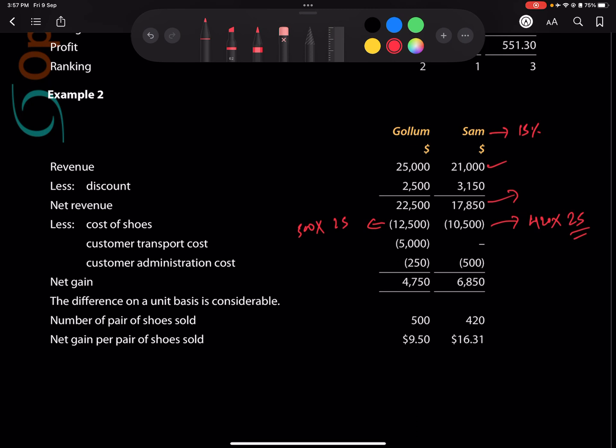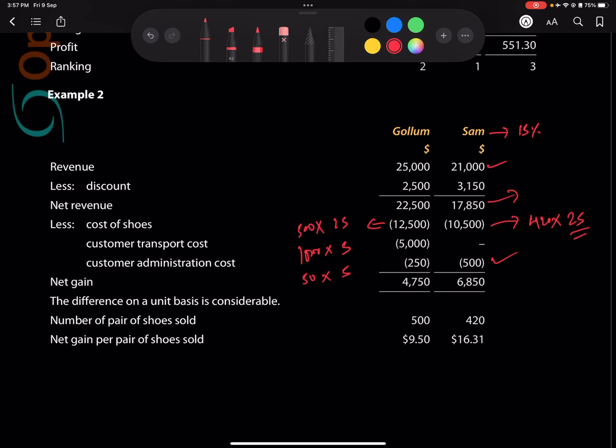Transportation cost is 5,000 because it's $1,000 per order. So 1,000 times 5, right? Next thing is administrative cost is how much? I think that was $50 per order, right? So 50 times 5, right? The other one, it orders 10, I think. Yeah, that's why it's higher.